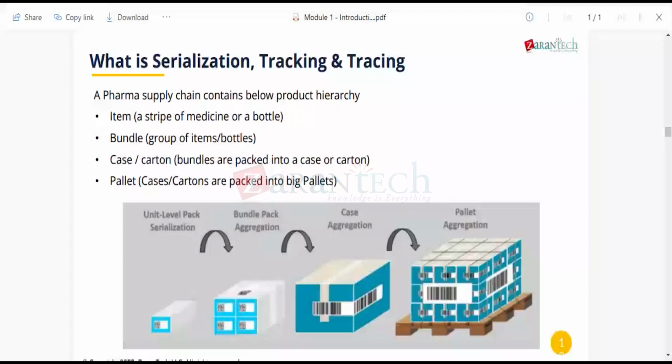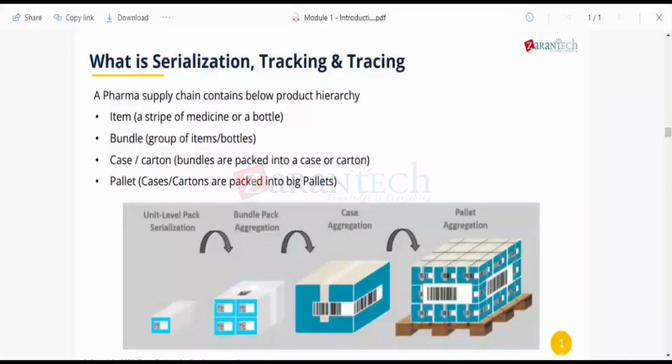Typically for each unit of measure, there would be different serial numbers, right? For case it will be different. Yes, for each it will be different.